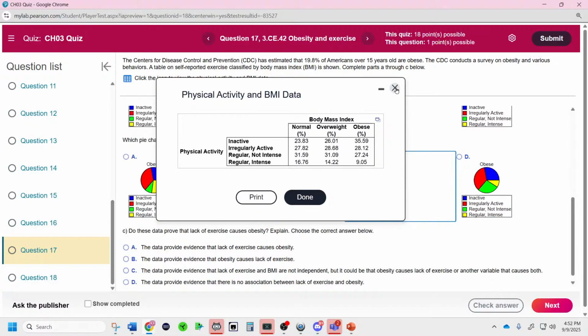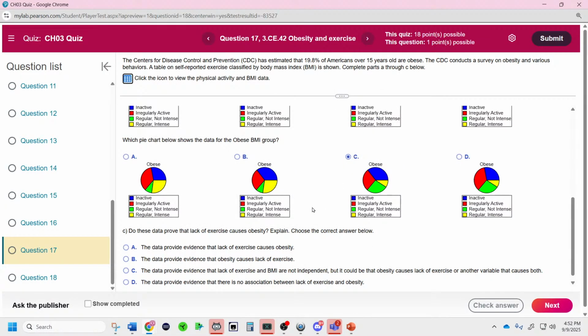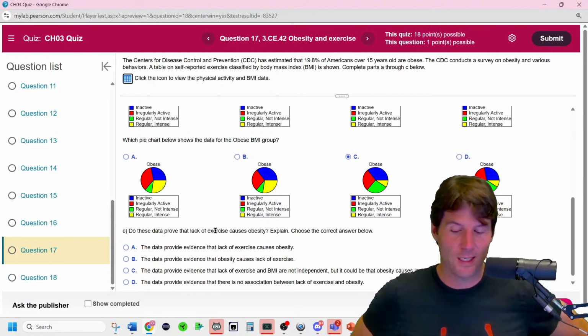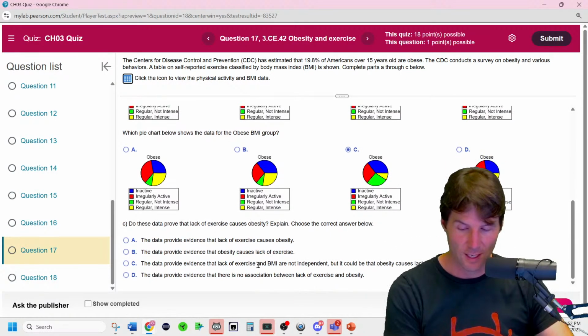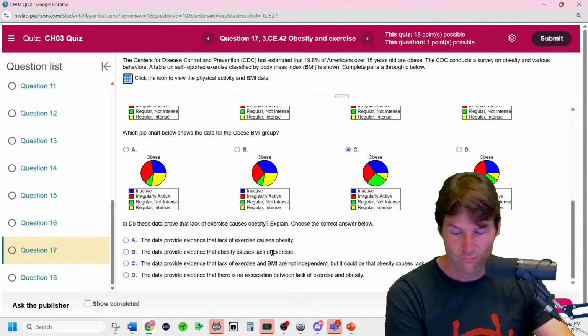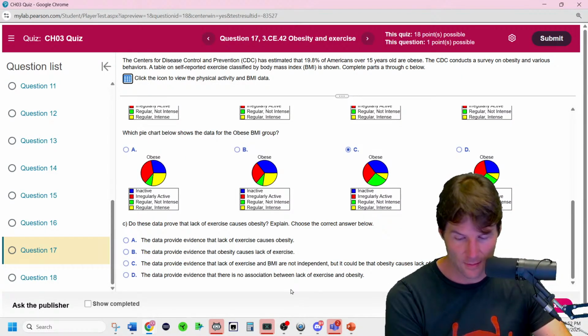And then there's one last thing. Do these data prove? Remember when we talked about prove in class? That's a bad word. We don't prove things here in stats. The data provide evidence that there is an association. The data provide evidence that the lack of exercise and obesity are not independent, but it could be that obesity causes lack of exercise or another variable.